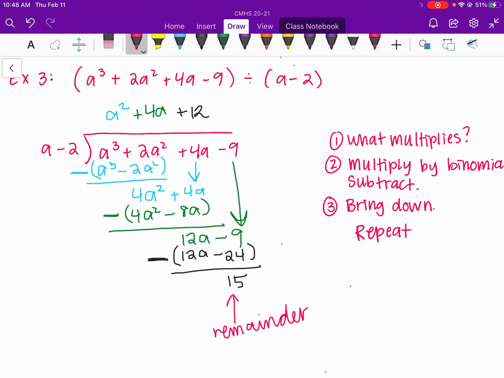What we do with it is we take it up to the top. So I'm going to draw an arrow. Take it up here to the top. We're going to add it, but we're going to put it over that small binomial that we were dividing by, a minus 2. Okay, so now this is our answer. So whenever you have a remainder, just put it over the small binomial that you were dividing by.